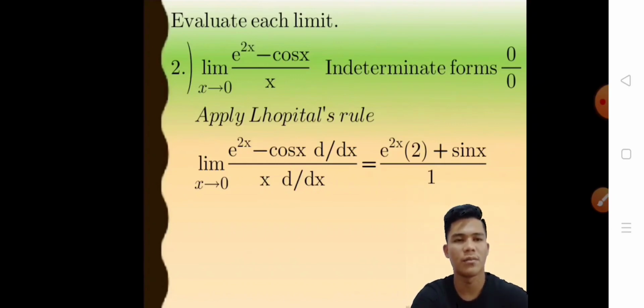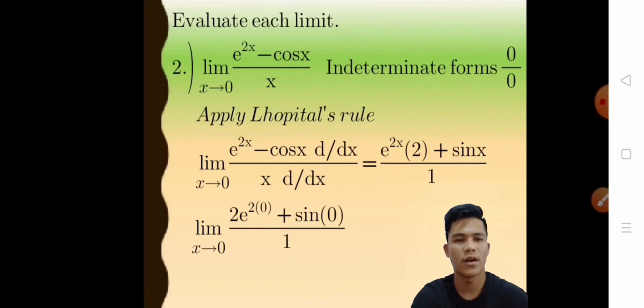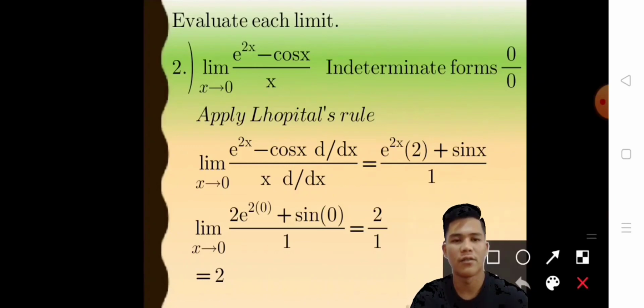Okay, in this term, let's try to plug in the value of our x, which is 0. So we have 2 times e to the power of 2 times 0 plus sine 0, over 1. So we have 2 over 1, and our final answer is equal to 2. So the limit as x approaches 0 of e to the power of 2x minus cosine x over x is equal to 2. This is our final answer in our example number 2.